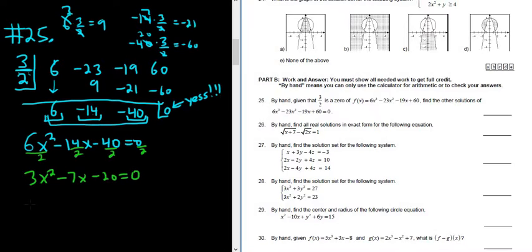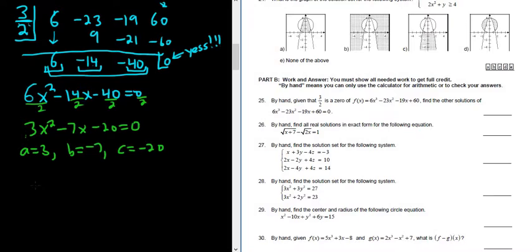Now I'm pretty sure this factors and it's not super hard, but let's use the quadratic formula for practice because that always works. So a here is 3, b is equal to negative 7, and c is equal to negative 20. So x is equal to negative b plus or minus the square root of b squared minus 4ac, all over 2a. Now we just plug everything in.